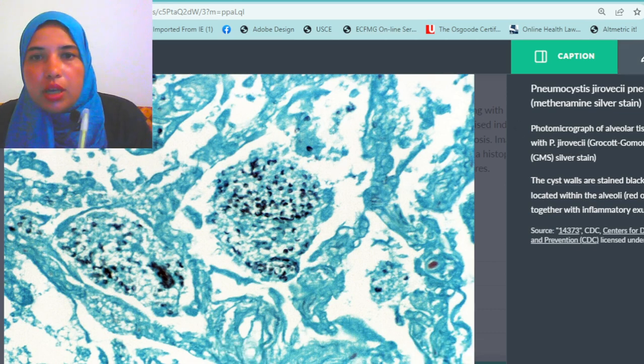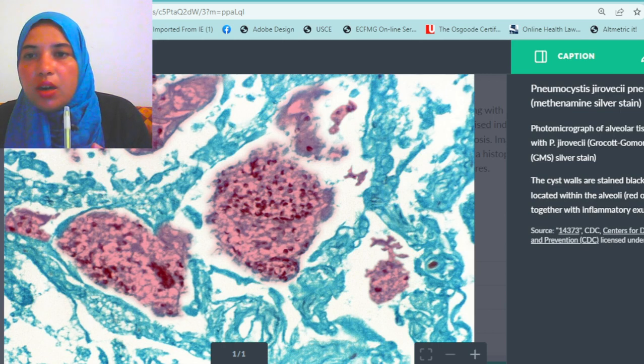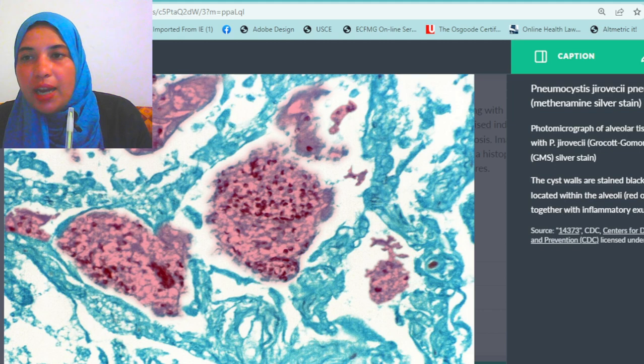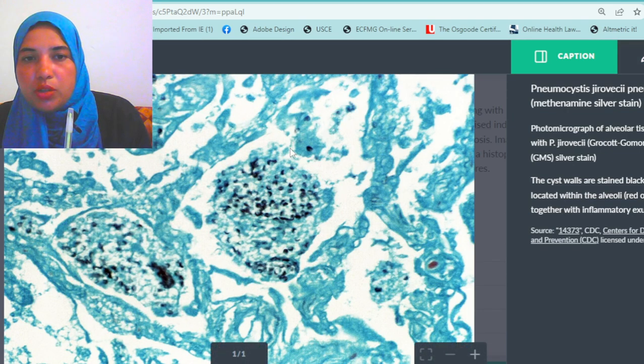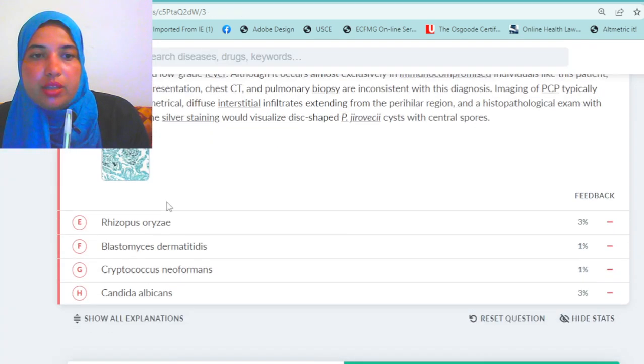Again, if you don't know what you're looking at, look at the overlay. It's telling you over here, what are we seeing? We have the cysts, their walls are stained black. Okay, cysts are located within the alveoli. So we're looking at an alveoli, and we can see these cysts that are there together with the inflammatory exudate.